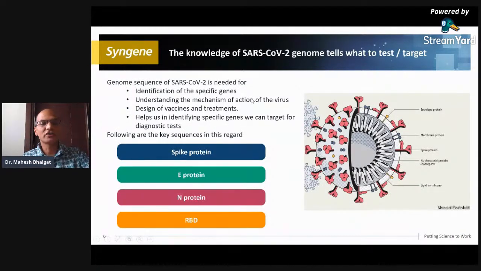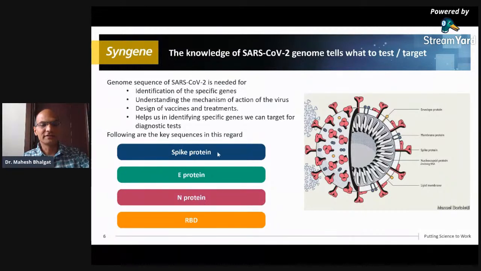As I mentioned, the knowledge of this SARS-CoV-2 genome really helps us tell what to target, testing-wise, as well as in terms of being able to design therapies and vaccines. The genome encodes for specific genes, and here you'll see that there are different proteins present. The E protein, which is referred to as the envelope protein. There is the M, which is the membrane protein. We talked about the spike protein, and then we also talked about the nucleocapsid protein a little bit.